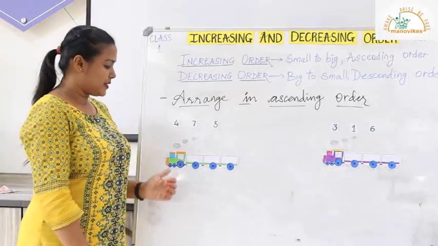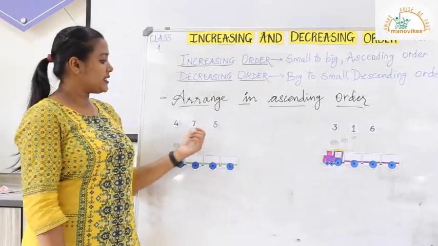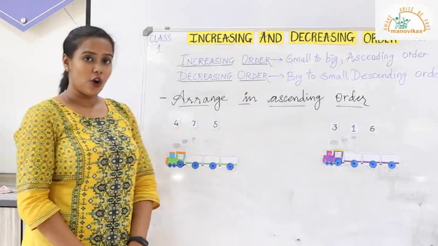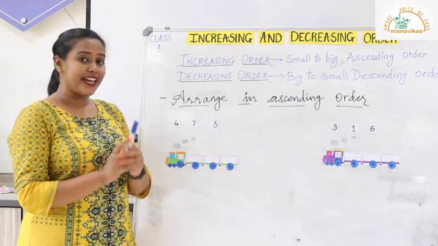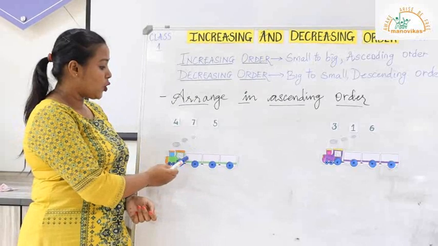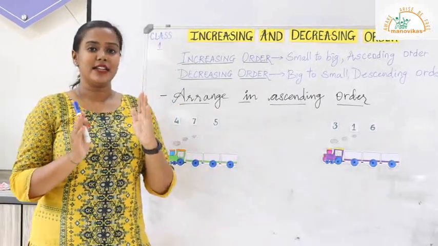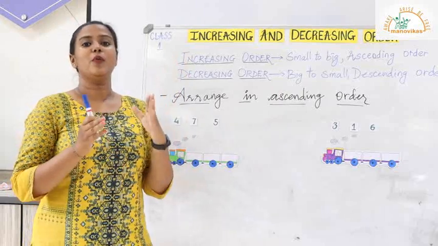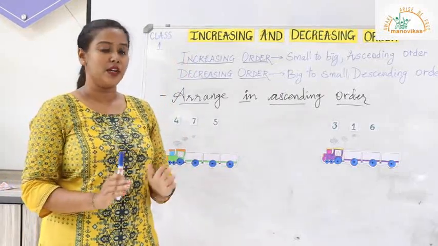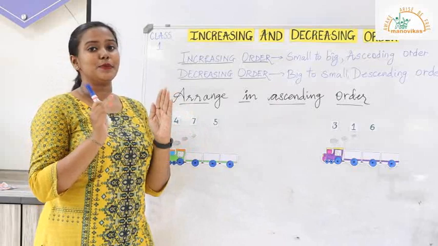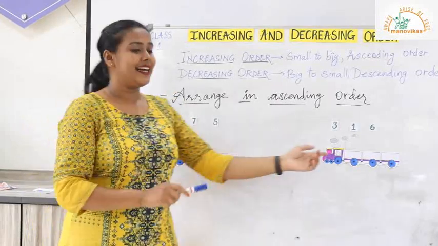Students, let us help these engine drivers to arrange the numbers in the ascending order. But remember, you have to keep the smallest number close to the engine. So students, you know in ascending order or in increasing order, we start from a smaller number, and here we have to place the smallest number close to the engine.